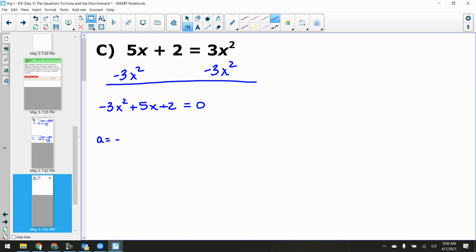A value is negative 3. B value is positive 5. C value is 2. See, if you had gotten things over to the other side, the A value would have been 3, the B value would have been negative 5, the C value would have been negative 2. It would have worked. It would have come out in the end.